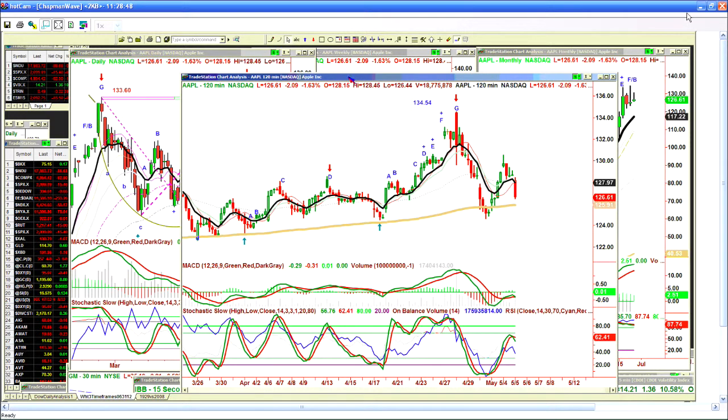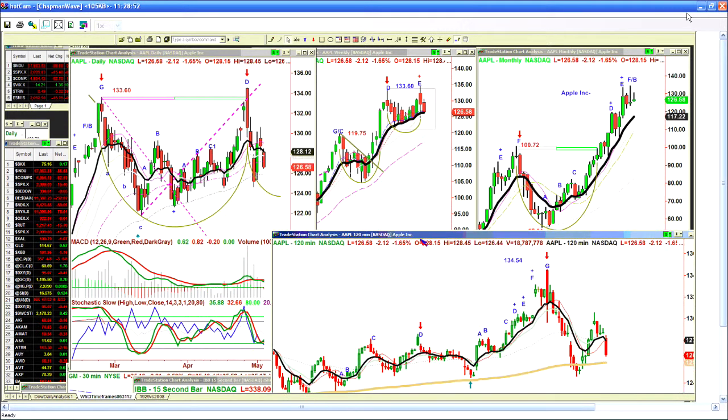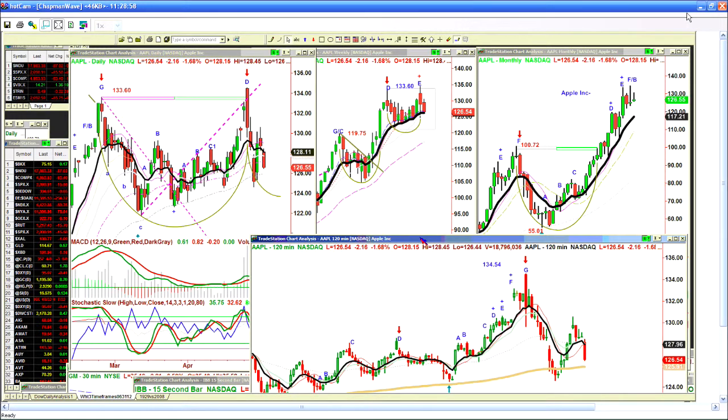So I'm going to suggest that you hold off and just wait for the price to pull back, and only if it forms some kind of a base would I start.